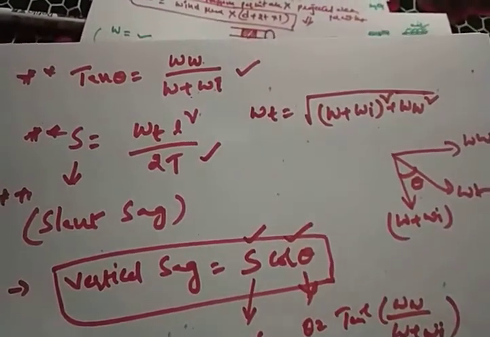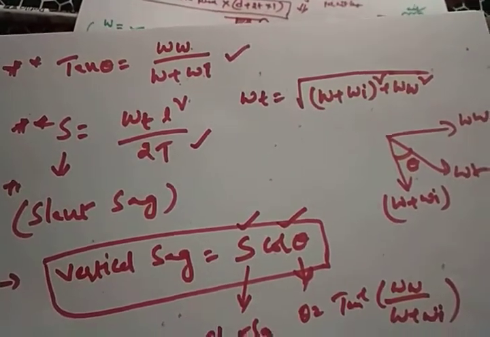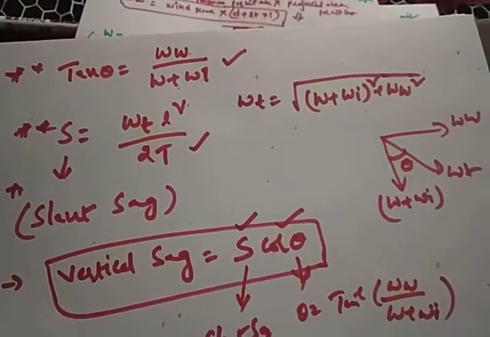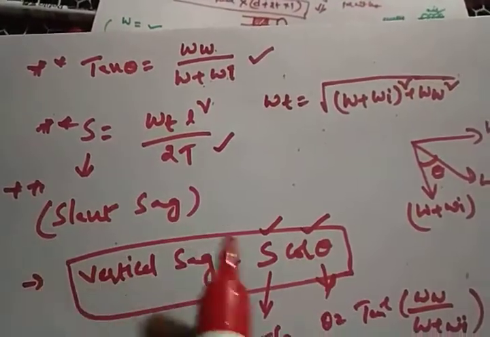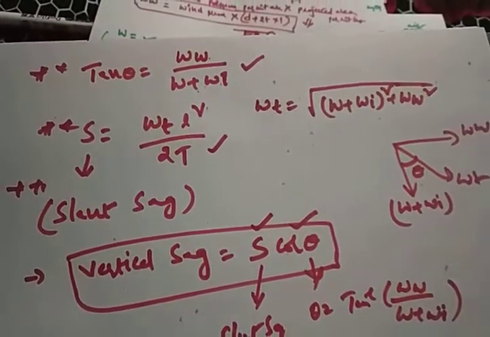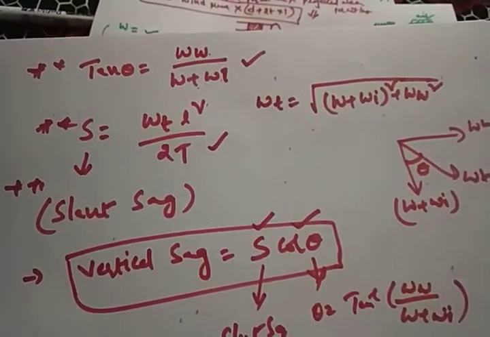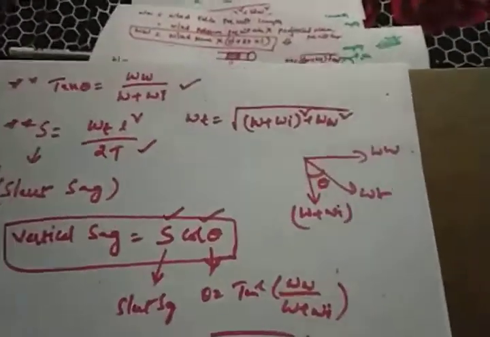So you have to calculate WW, WI, all these things, and substitute to get WT. From that you have to calculate the slant sag. If they ask for the vertical sag, you have to follow the steps to calculate the vertical sag with all these things, right? So this is about today's session.